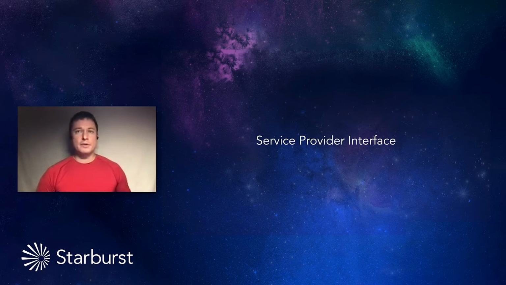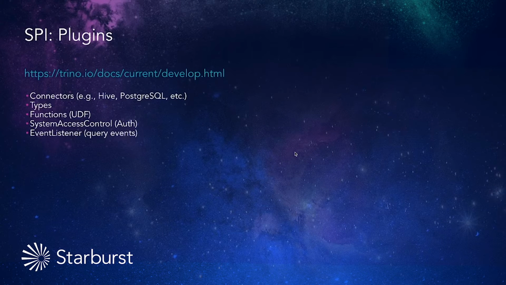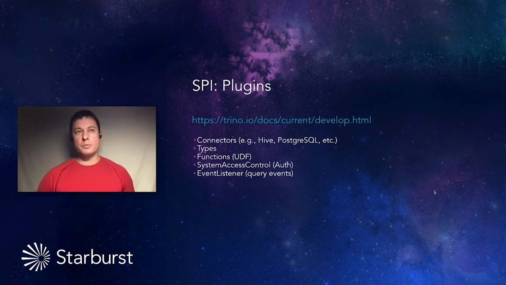And finally, let's dive into the concept of the service provider interface and how we leverage that. So the service provider interface allows us to write plugins. Those are extensions to Trino's capabilities, and that encompasses connectors. Those are methods for communicating to databases or other data sources, such as S3. Types. New types can be added. Functions. User-defined functions that are available within your SQL.